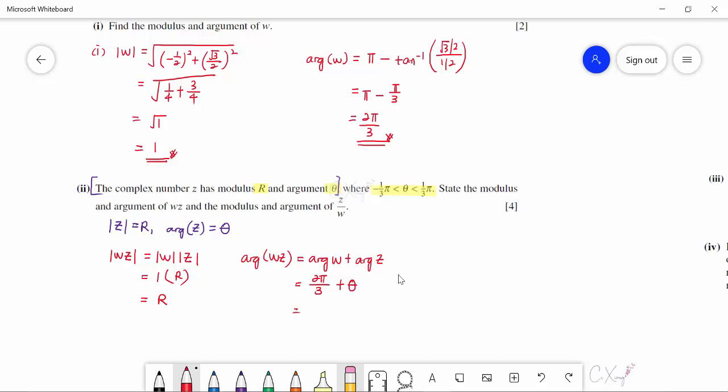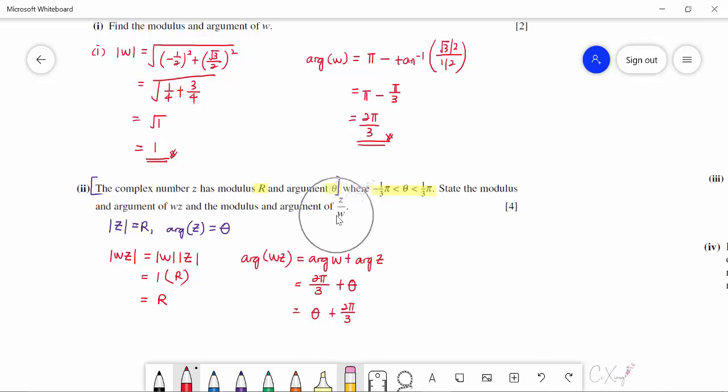Okay, or you can write it as theta plus 2 pi over 3 also. Just that the value of theta is between negative pi over 3 and positive pi over 3. All right, so for this one, this is the answer for the argument of WZ.